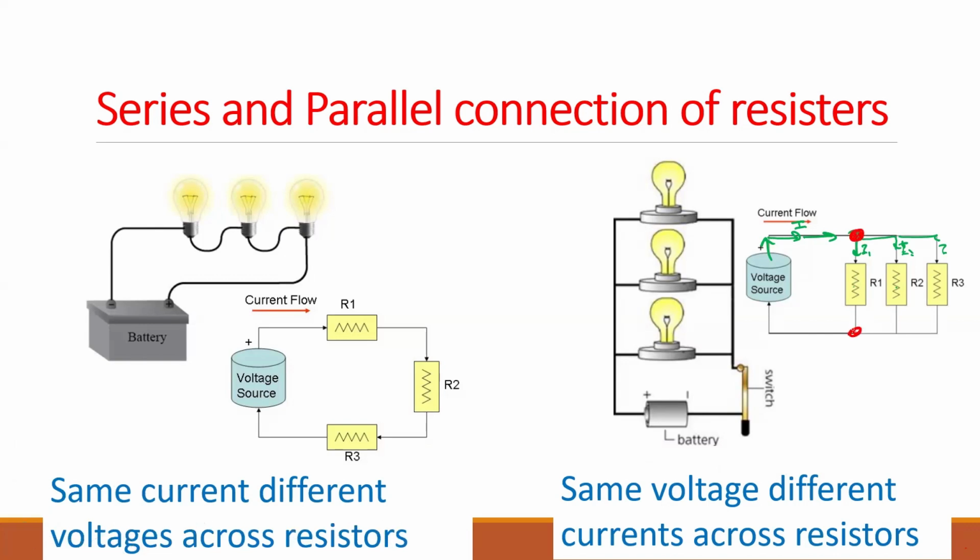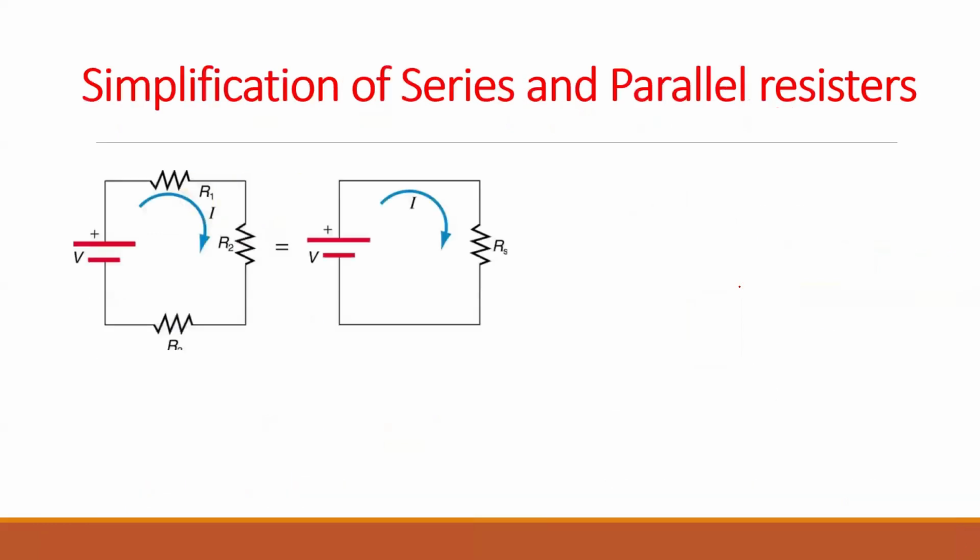The voltage across these 2 points, this is a node and this is a node as well. If you consider these 2 points, the voltage is the same as the voltage supplied by this voltage source. So whenever we have resistors in parallel, voltage is the same, but we have different currents. Are you okay with series and parallel connection? Any question?